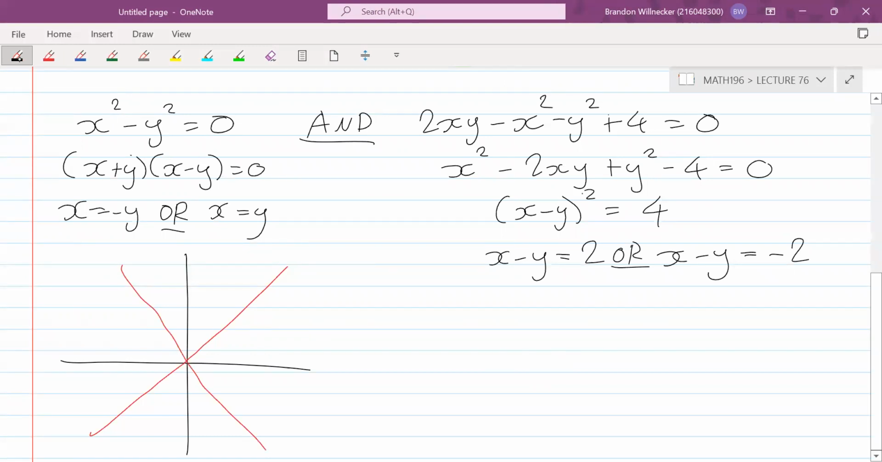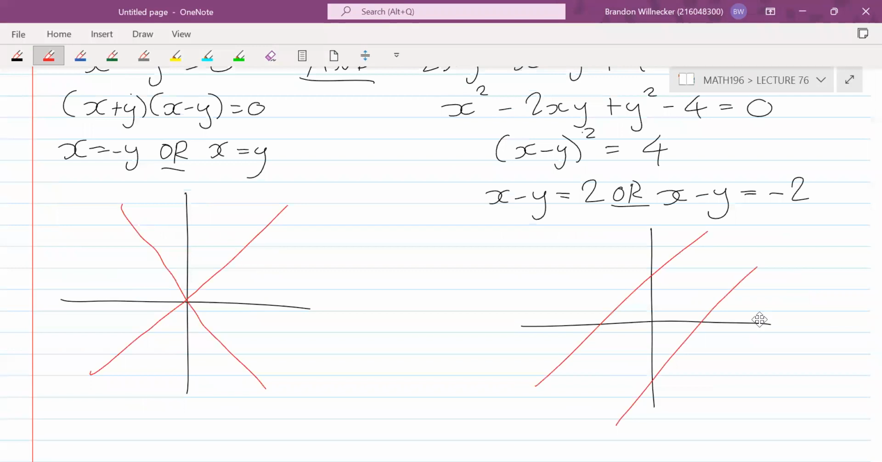On this other side, we've got two lines again. Well, we can rewrite it in terms of y equals mx plus c if you want, but we end up with two lines like this. Okay, so you can try to sketch them for yourself to see what they look like.